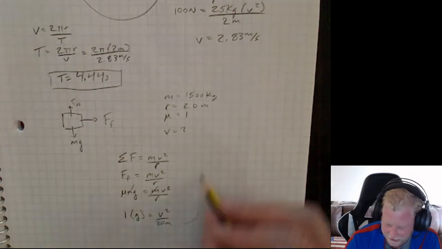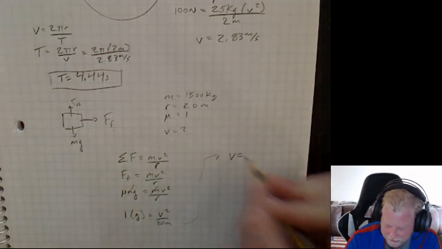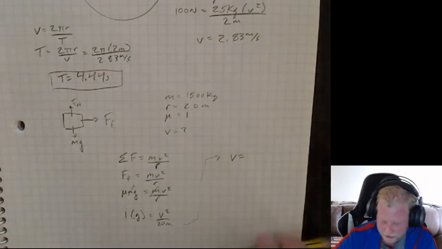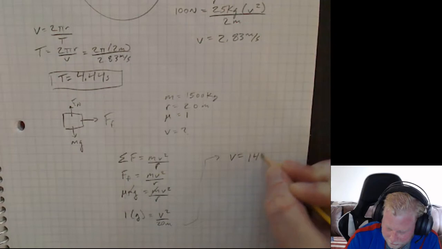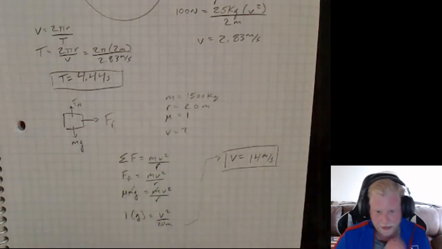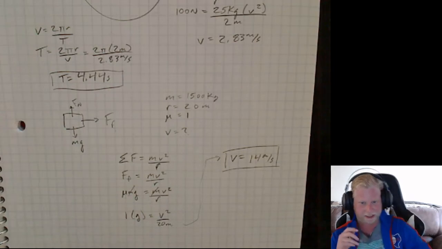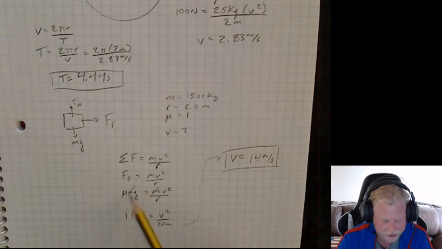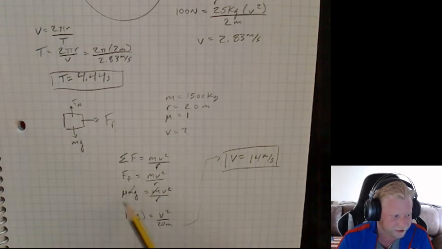Let's go ahead and solve that out, and you get a speed of 14 meters per second. That would be the maximum when the coefficient is 1. It's going to depend entirely on what that coefficient is. So road conditions dictate how fast you can take that turn.